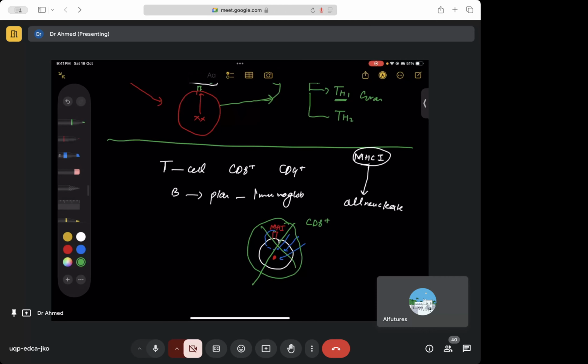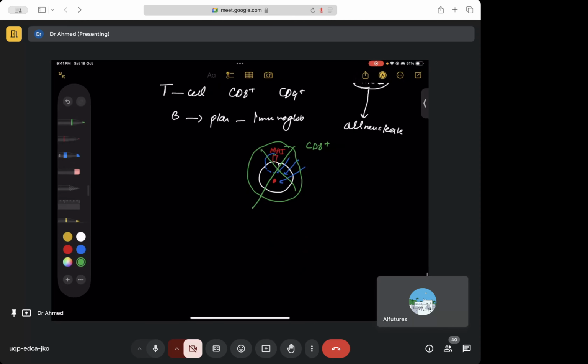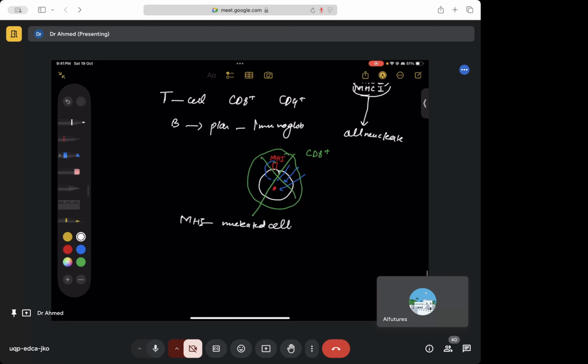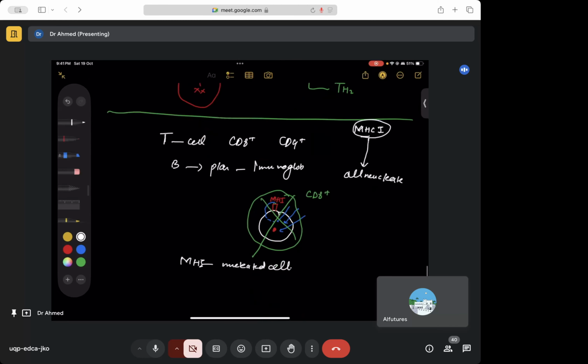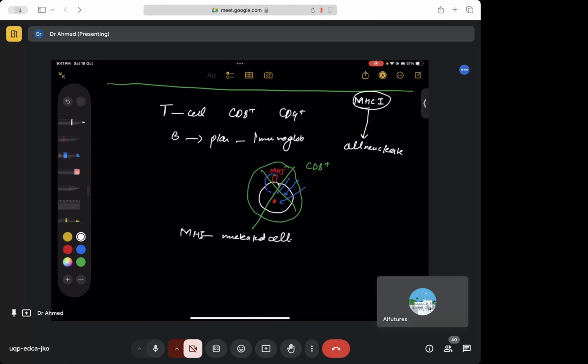Did you guys understand or shall I repeat it? Yes, repeat, please. Okay. So basically, MHC class 1 is present on all of your nucleated cells, right? MHC class 2 is only present on your antigen presenting cells, which we have already discussed. We will be doing it again and again. Don't worry about that, it's just a general overview, right? So MHC class 1 is present on all kinds of nucleated cells, right?